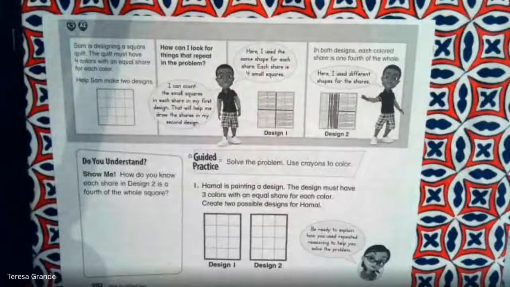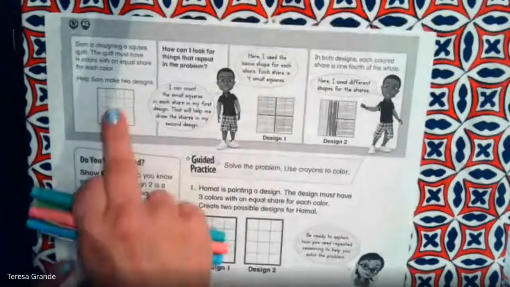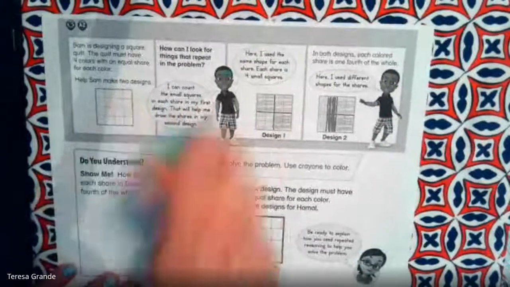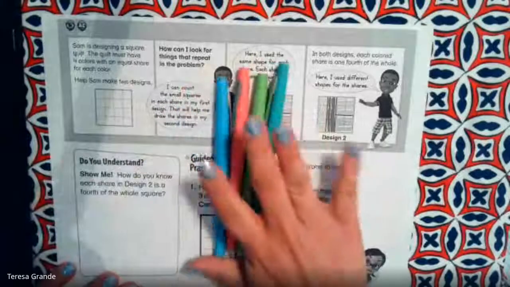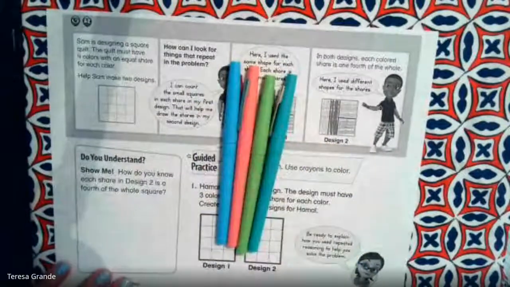Second grade, it's Mrs. Grandy, and today we are finishing up our entire math series, and we are on chapter 15, lesson 8, which is repeated reasoning. This is going to be an add-on to the last lesson that we did whenever we were breaking things into equal shares. In this lesson, we're going to start with Sam, who is designing a square quilt. The quilt must have 4 colors with an equal share for each color.